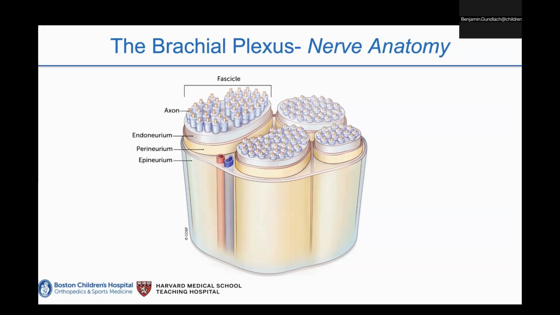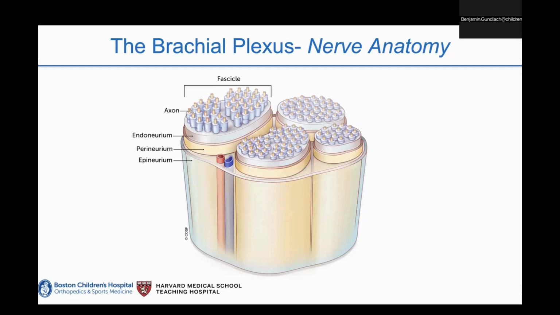And having an understanding of fascicular architecture also becomes important for reconstructive purposes when we talk about things like fascicular nerve transfers. For the purposes of injury, though, it's also important to understand these structures because, as we'll see in the next slide, we classify nerve injury based on which of these structures are injured.